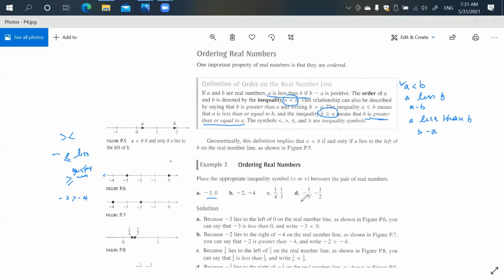Now the next one: 1/4 and 1/3. Again, this one is really easy, because the numerators are both 1, so you just look at the denominators, 4 and 3. Any number with a higher denominator, like 4 compared to 3 here, is smaller. So this one should be less than.